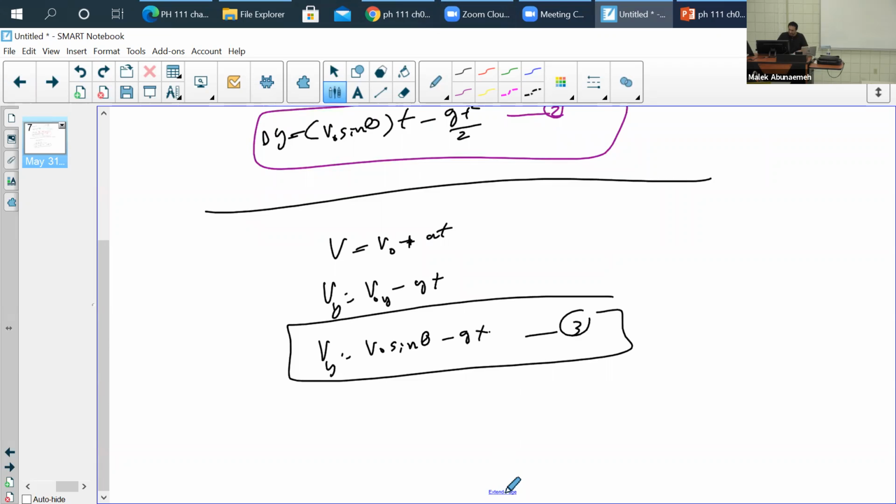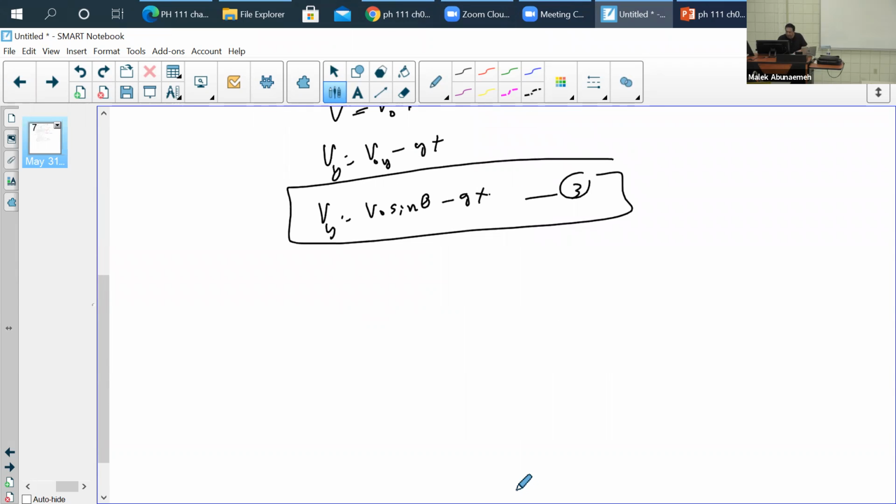That means your v squared in the y direction is going to equal your v naught sine theta squared minus 2g times your y minus y naught.